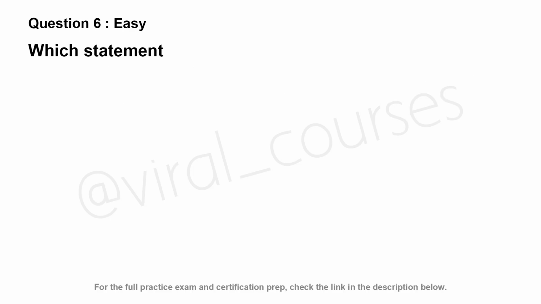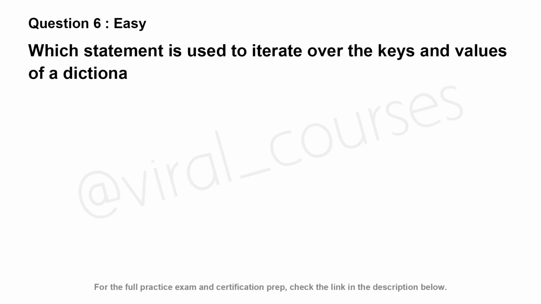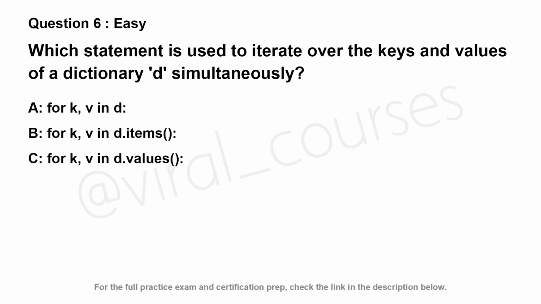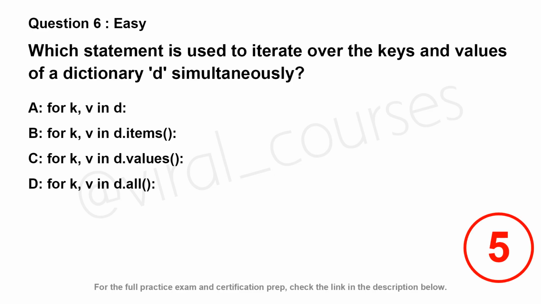Which statement is used to iterate over the keys and values of a dictionary d simultaneously? Option A, for k, v in d. Option B, for k, v in d.items(). Option C, for k, v in d.values(). Option D, for k, v in d.all().